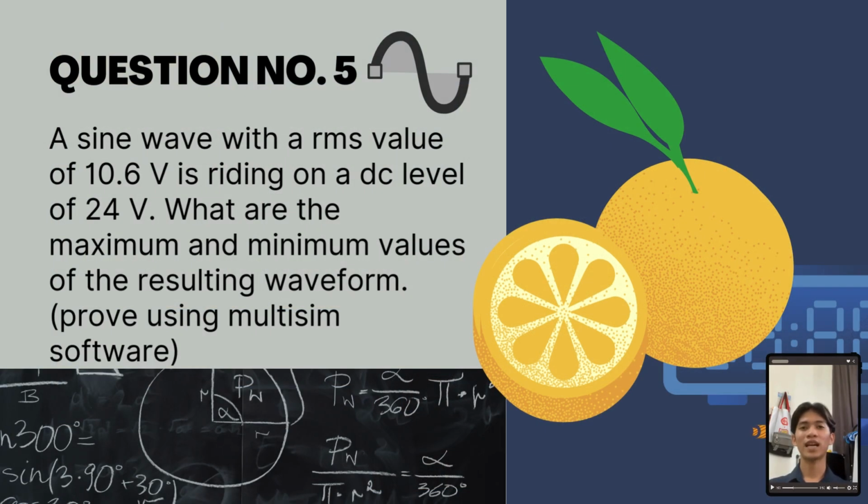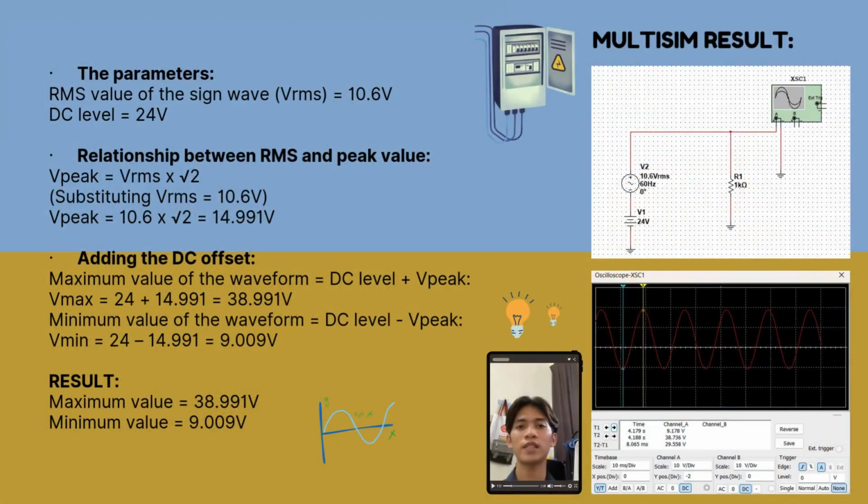Hi, I will discuss question number 5, which is about a sine wave. Firstly, we need to identify the parameters given in the question, and it's already given that the RMS value of the sine wave, VRMS, equal to 10.6 volt and the DC level reading equal to 24 volts.